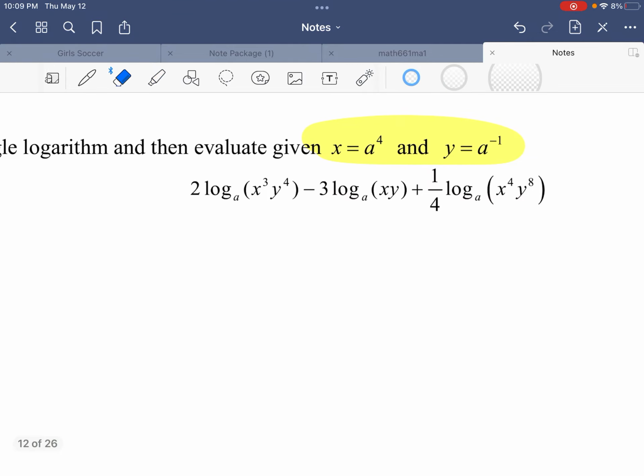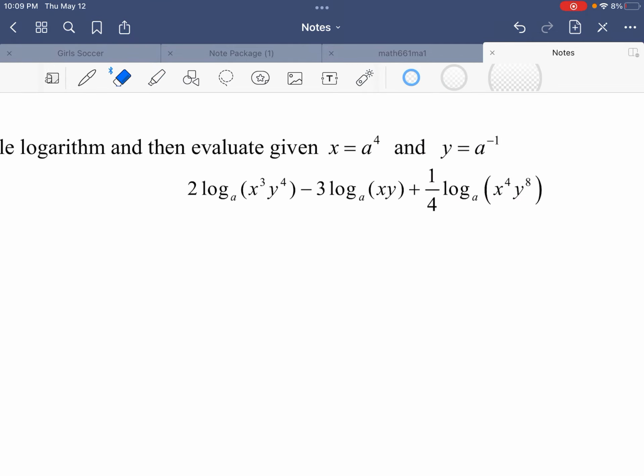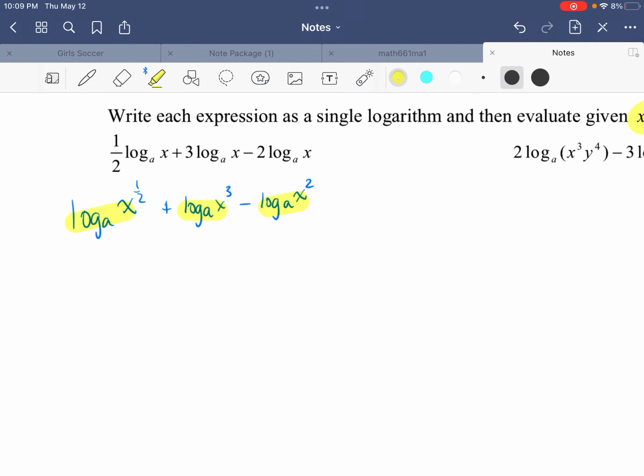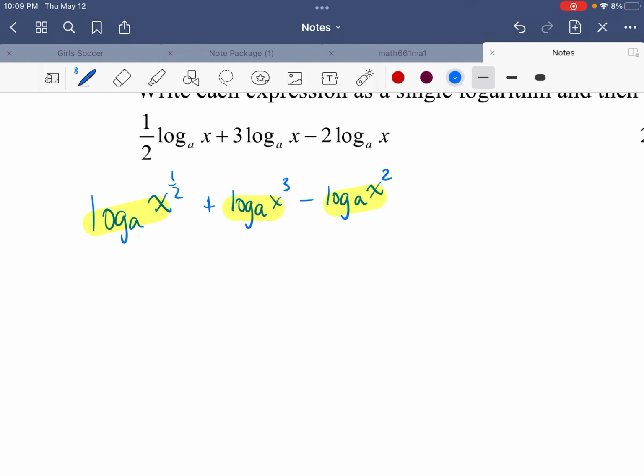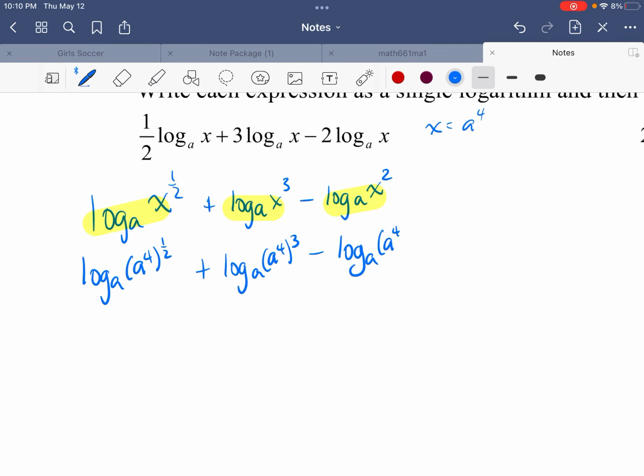And over here, we're told that x is equal to a to the power of 4. So let's substitute a^4 for x. So the first one becomes log base a of a^4, and you still have an exponent of half, plus log base a of a^4 cubed minus log base a of a^4 squared.